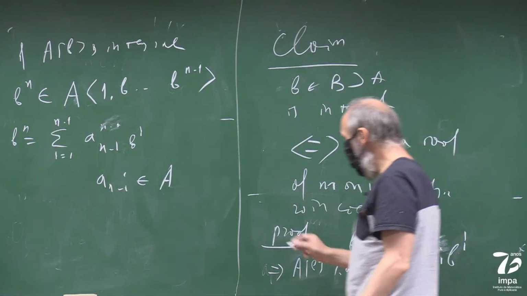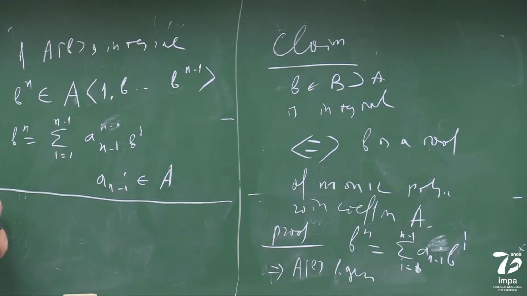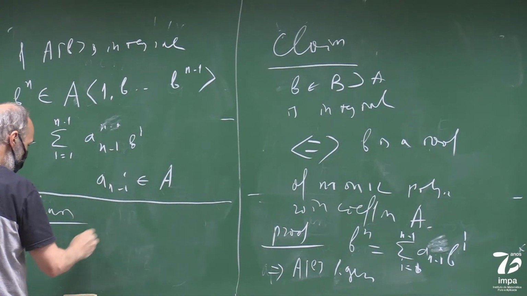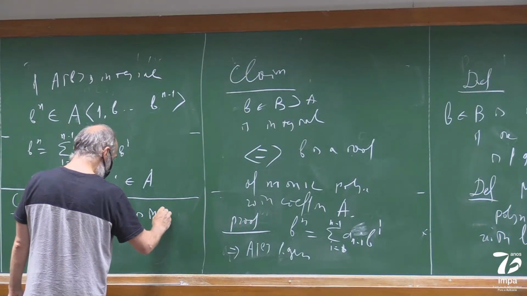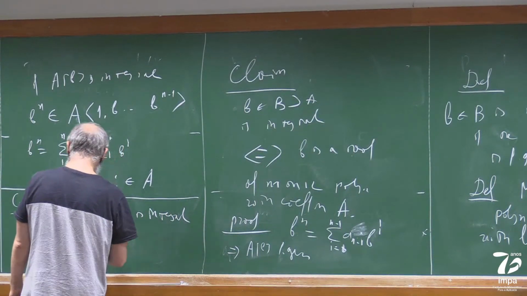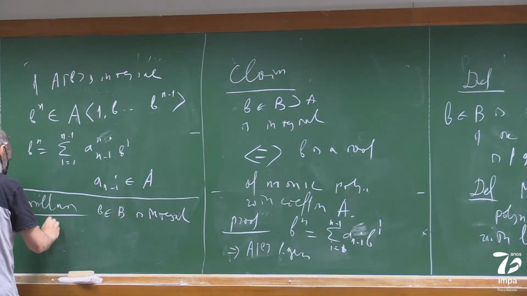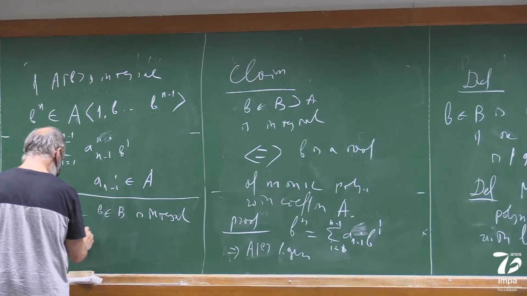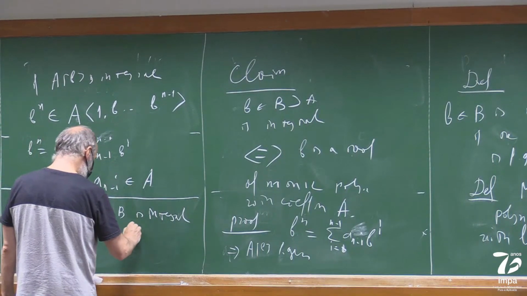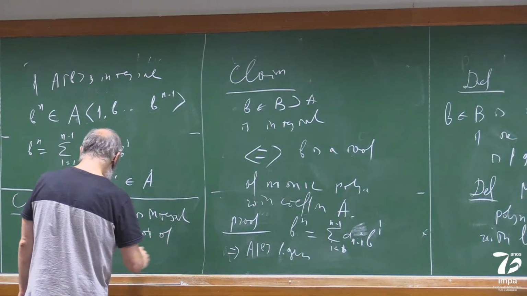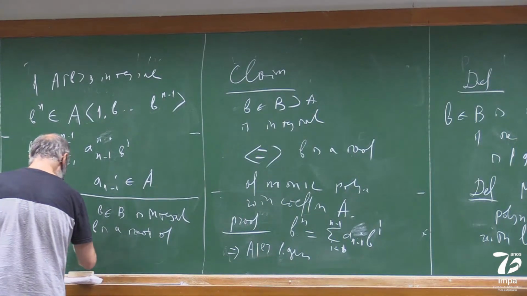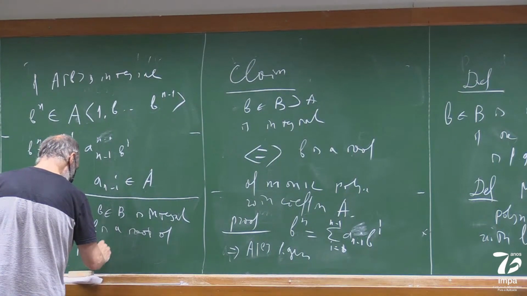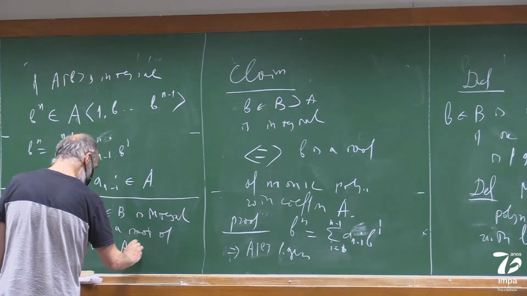Okay, the corollary, which is trivial. B inside B is integral over A if and only if B is a root of a monic polynomial P of t inside A of t.